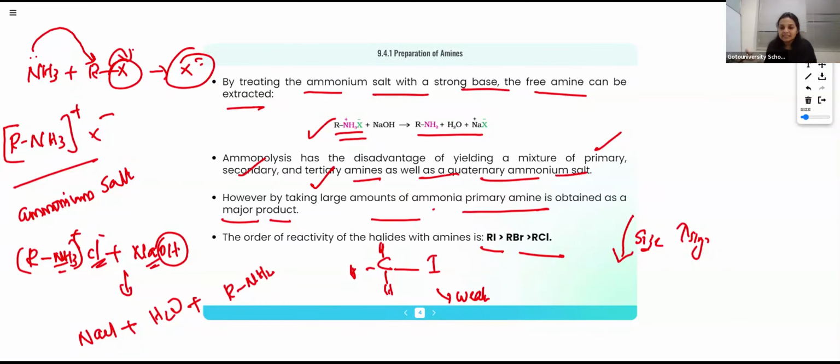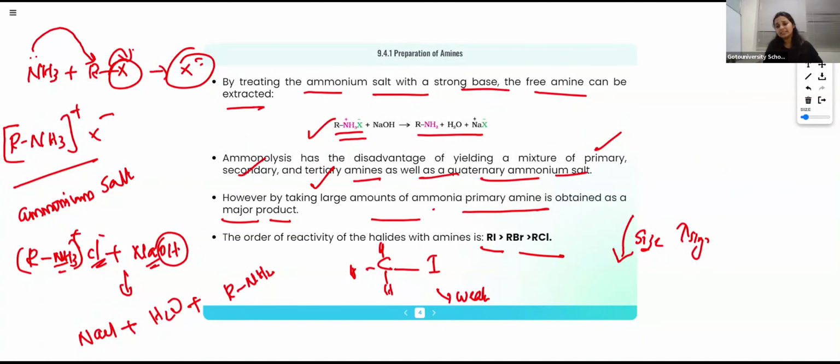Because of the bigger size of the iodine, the bond between the carbon and the iodine is weak. So it is easy to break the bond. So it is easy for the ammonia molecule to attack. It is easy to form the compound. So the reactivity will be in this order. This reactivity order you have to memorize. No need to memorize. It is simple common sense, right?